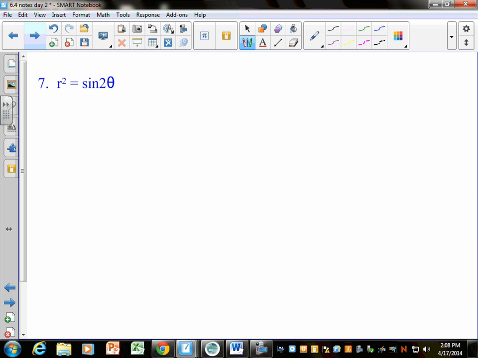Then we have the graphing calculator. What is this nonsense? Sine of 2 theta. Oh my gosh, am I supposed to remember all those identities from chapter 5? Oh man.